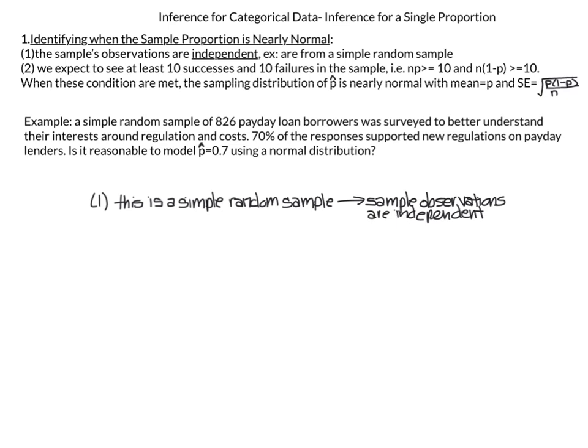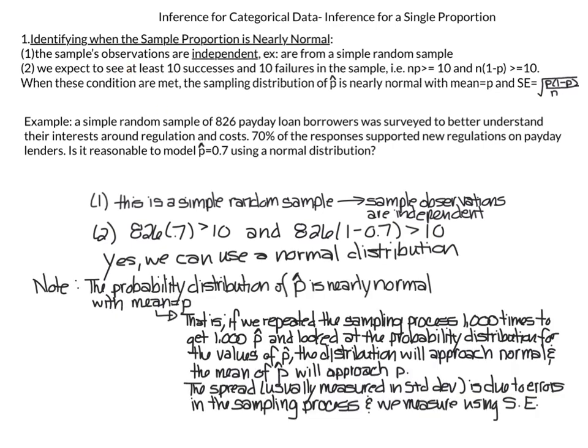So we can do this calculation as 826 times 70%. That's going to be greater than 10. Also for the failure, 826 times, now 70% supported regulation, that means 1 minus 70%, or 30%, did not. And so when we multiply these two together, we also have a number greater than 10. So both of these conditions are met.